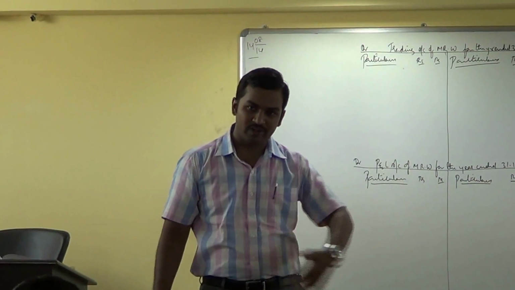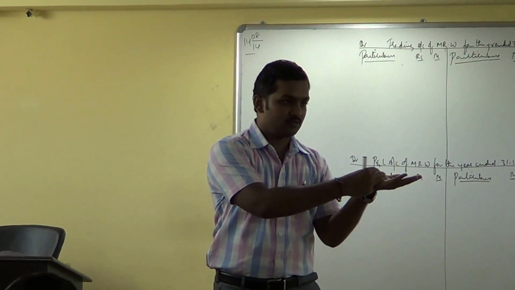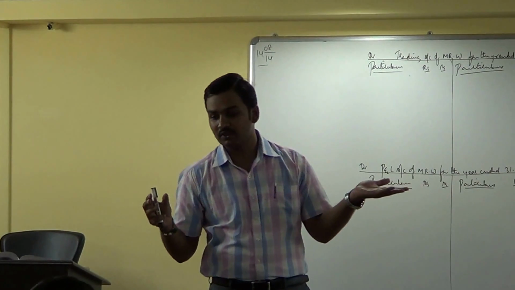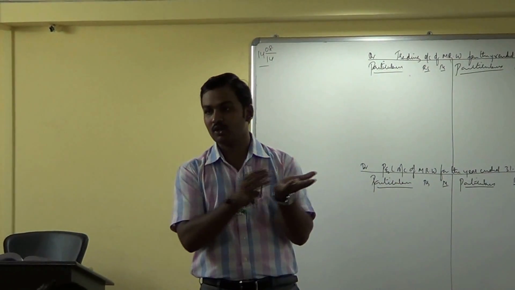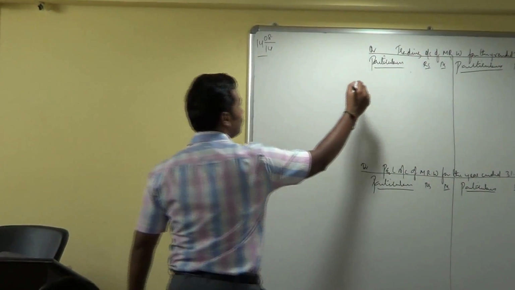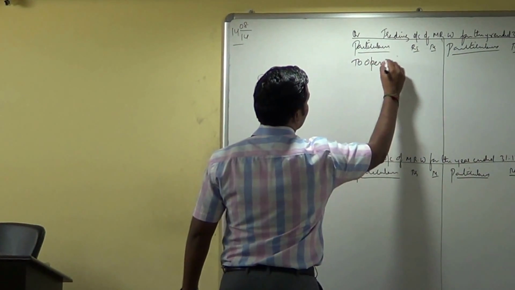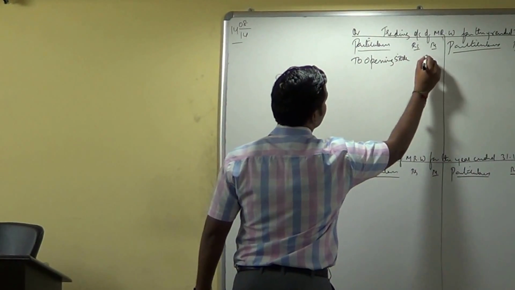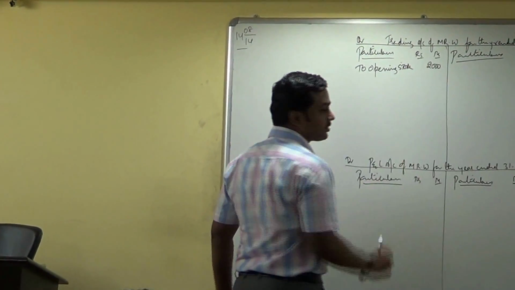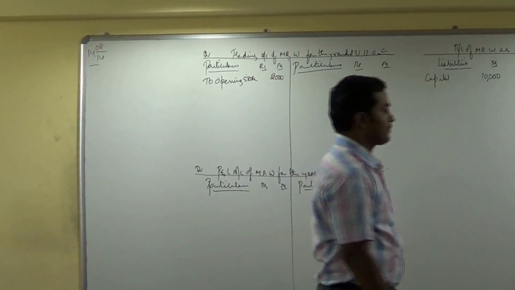During the current year, goods would have been sold, income would have been recognized on the credit side of the trading account, and you have to show the cost price of the goods sold on the debit side because you have to match expense with the revenue. So right here, to opening stock. How much amount? 2000 rupees. Now listen to me carefully.